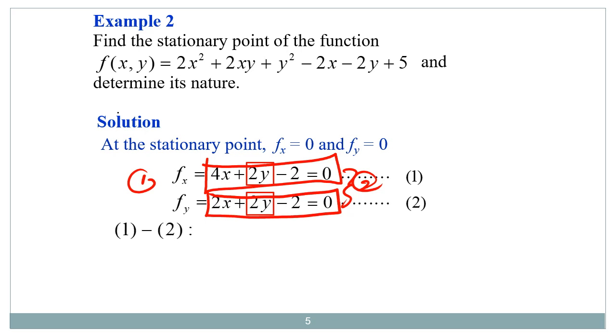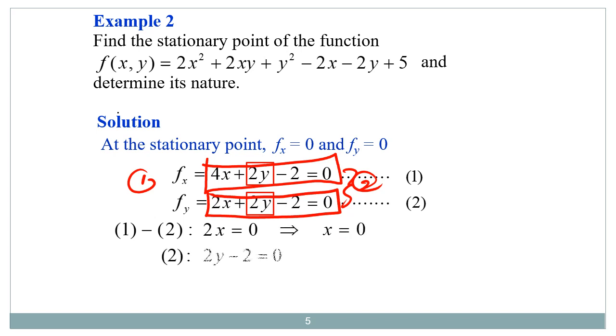So equation 1 minus equation 2, we get 4x minus 2x equal to 2x. And then 2y minus 2y is 0. Negative 2 minus negative 2 is 0. And the right side is 0 minus 0. So we have 2x equal to 0. So x equal to 0.